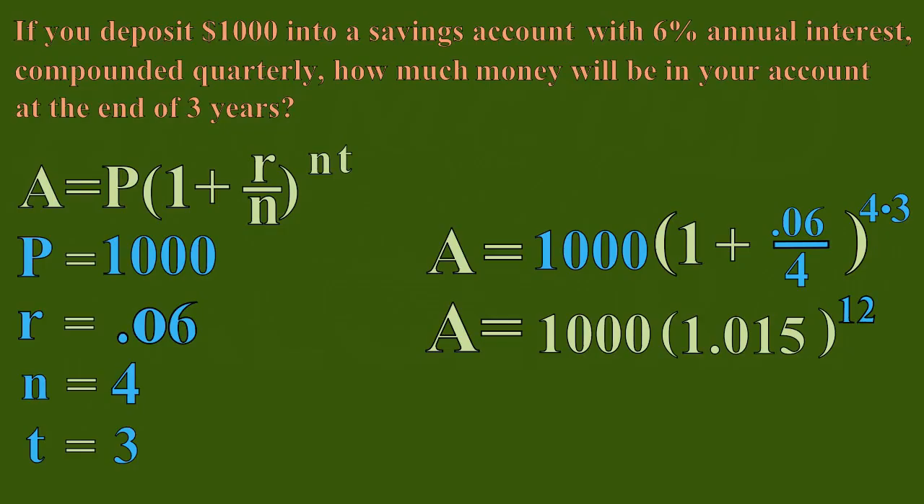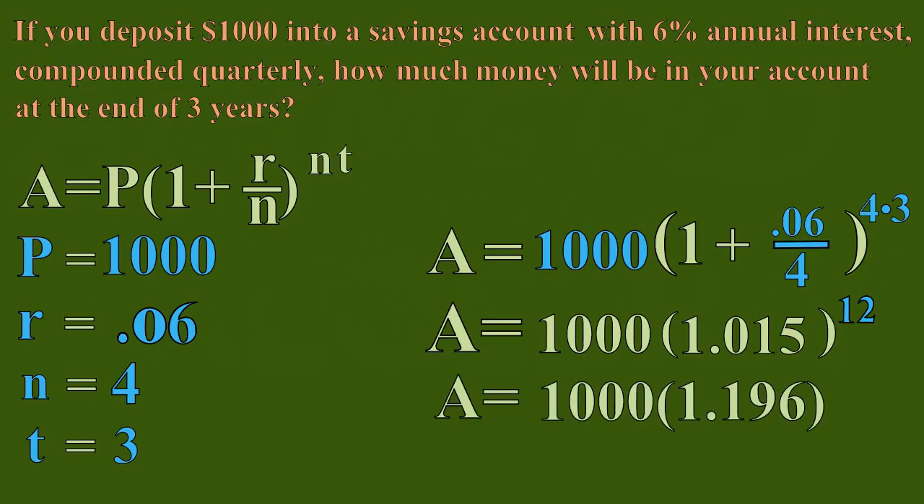1.015 to the 12th power is approximately 1.196. Once we multiply 1.196 and 1,000, we will get our final answer of $1,196, which is how much money we'll have after investing it for 3 years. That means we earned $196 of interest during that 3 years.